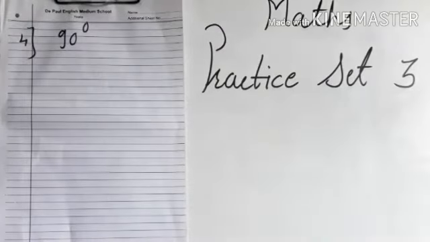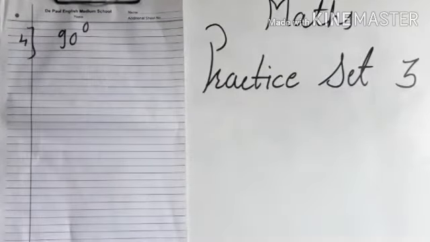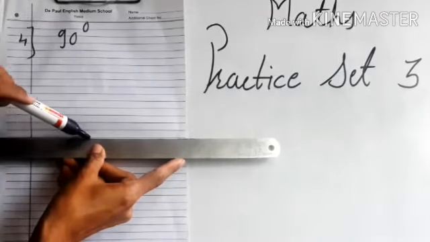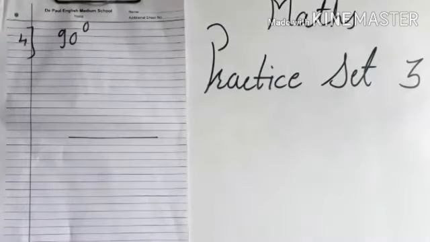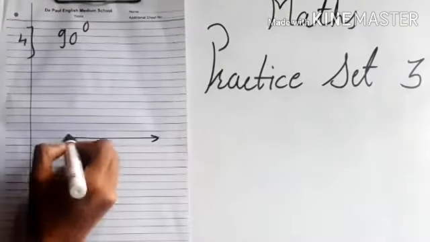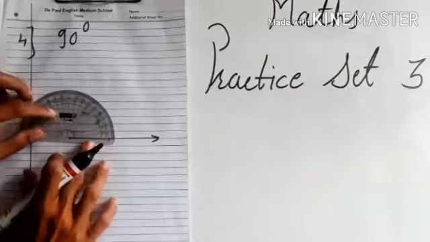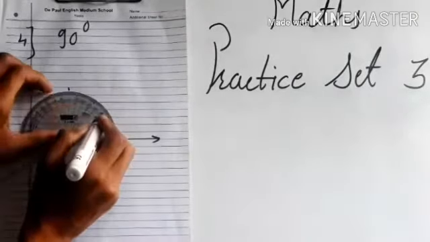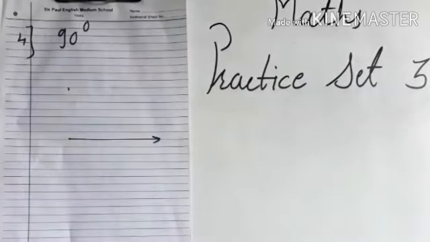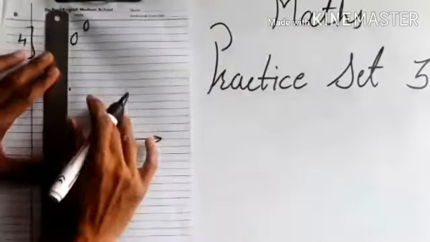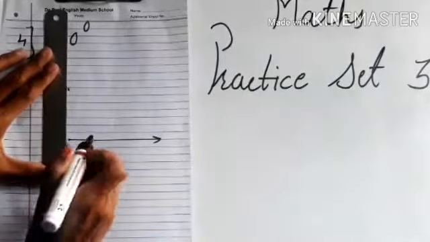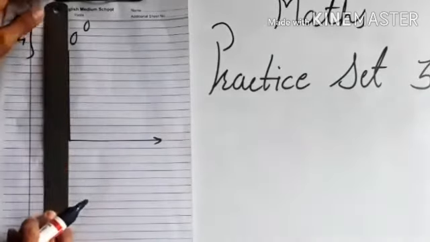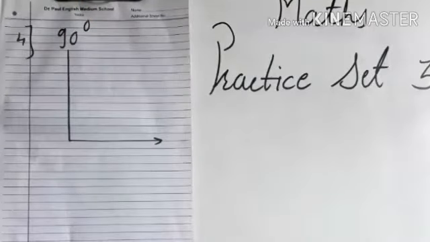Now 90 degrees means a right angle. 90 degrees means which type of angle is it? So let's draw a 90 degree angle. First, draw a ray, and with the help of a protractor we will draw the 90 degree angle. Here 90 degrees means exactly here a straight line will come. So join this. Then you have to bisect this angle now.